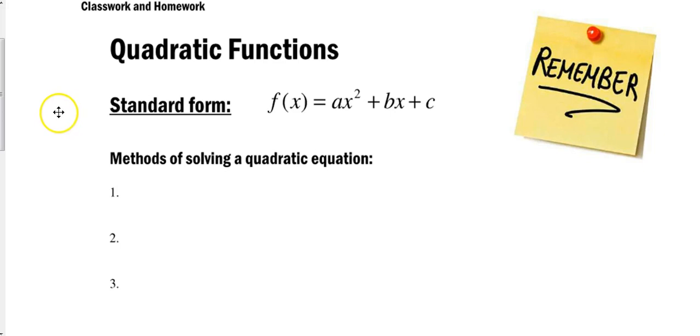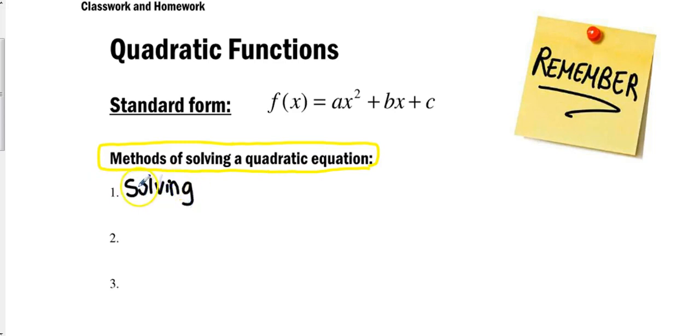solving them. So here we have our standard form, which again from our day 1 notes means that it's highest power to lowest. So I see x squared and then x, so highest to lowest. Methods of solving a quadratic equation. So if you have your highlighter, it would be good to highlight this. We have 3 methods. Method number 1 is solving by square roots.